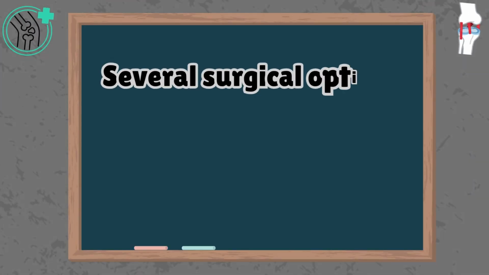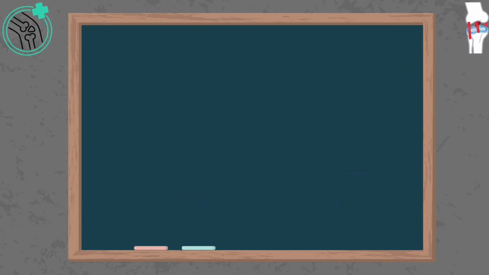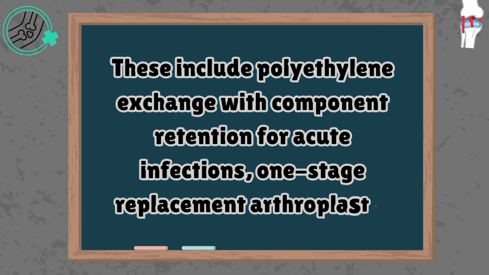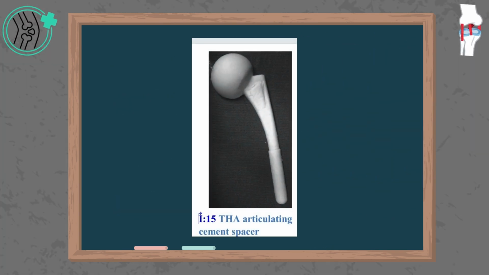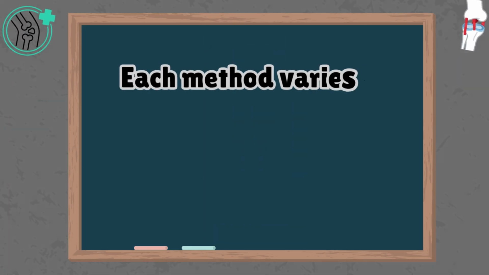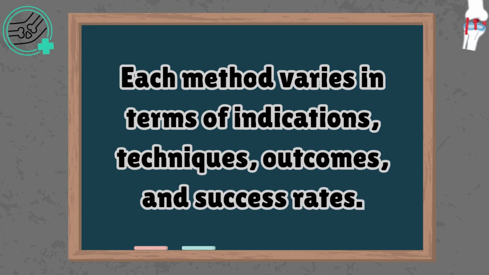Operative treatment. Several surgical options exist, depending on the severity and timing of the infection. These include polyethylene exchange with component retention for acute infections, one-stage replacement arthroplasty, two-stage replacement arthroplasty, which is considered the gold standard for infections more than 4 weeks after surgery, resection arthroplasty, arthrodesis, and amputation for severe cases. Each method varies in terms of indications, techniques, outcomes, and success rates.